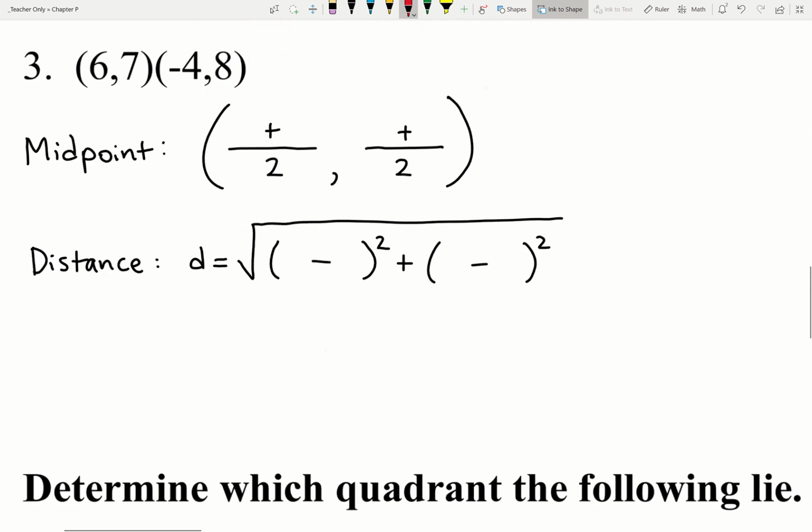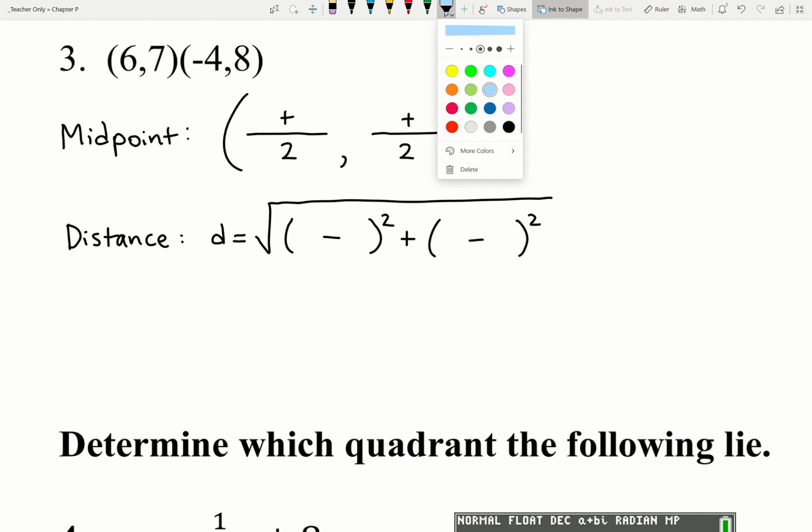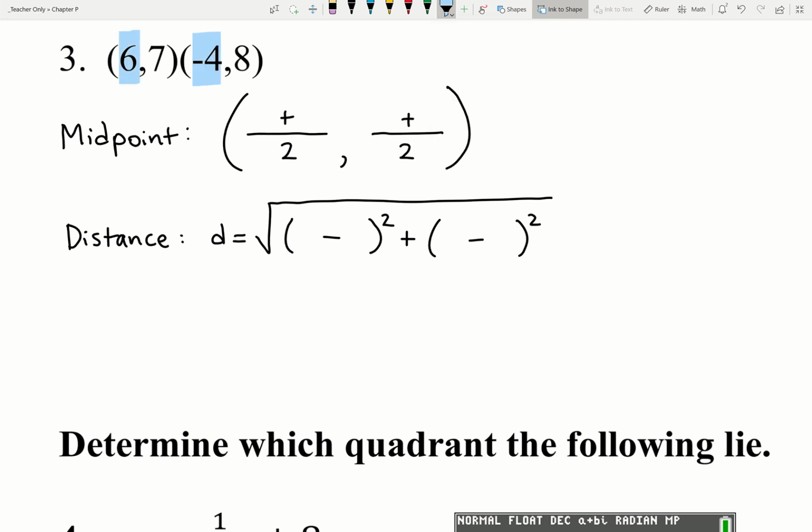And then we'll do one more example just for sake of completeness here. So again, one last time, we're going to do the exact same thing. We're going to do the sum of my x-coordinates and divide by 2. So that'll be 6 plus -4 and divide by 2. That one's a little bit easier to do mentally because 6 plus -4 will turn into 6 minus 4. That'll simply make 2.